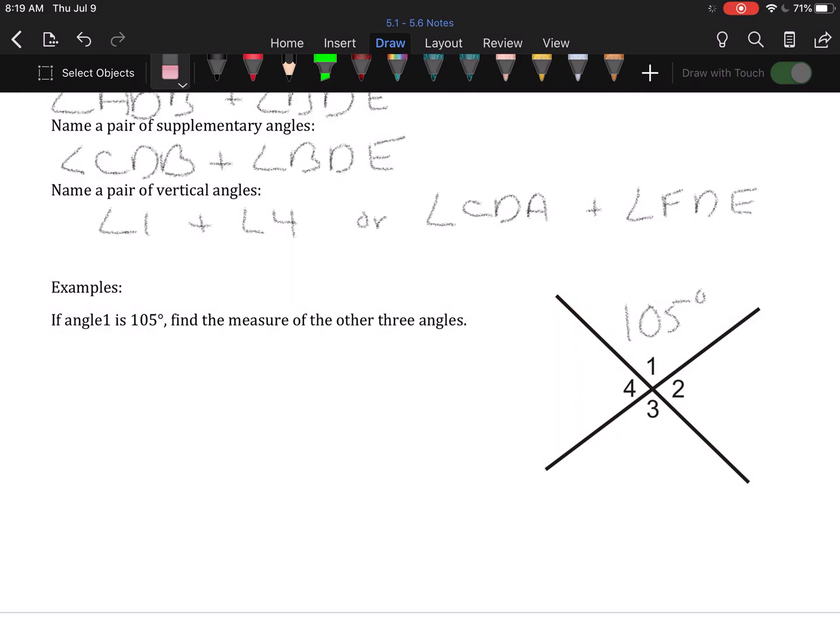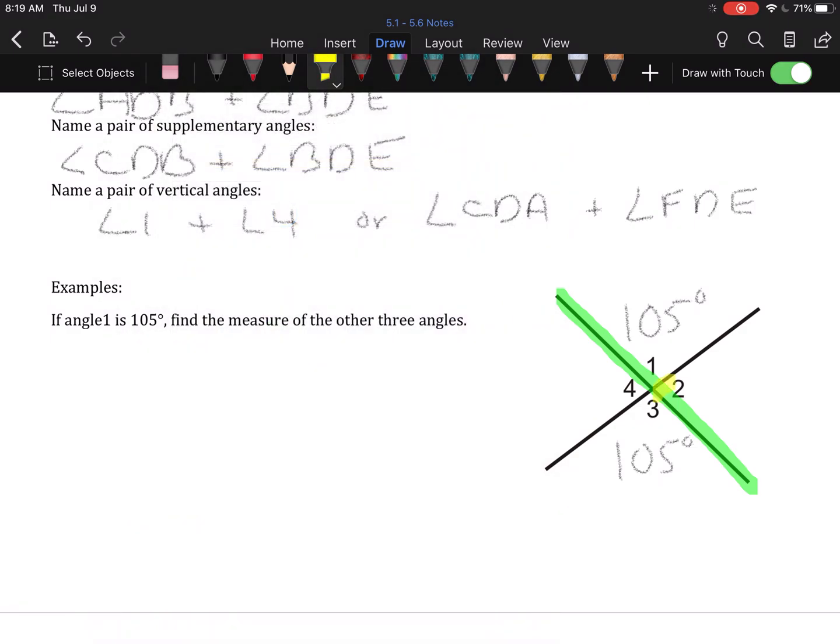Get rid of that for a second. Now, here's the great thing. Angle 3, automatically the same thing. Automatically 105, just like angle 1. Now, I'm going to re-highlight this.